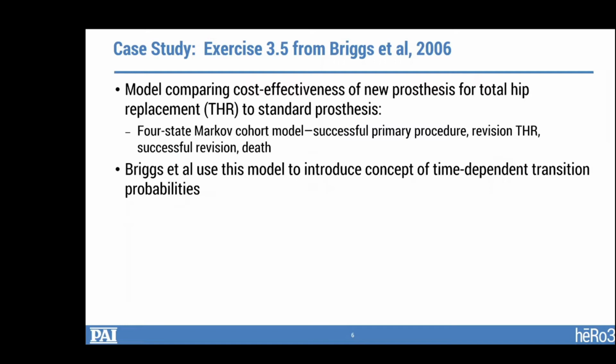It's a model that compares the cost effectiveness of a new prosthesis for total hip replacement to a standard prosthetic device. It's a four-state Markov cohort model, not terribly complex. The states being successful primary procedure, a revision total hip replacement, successful revision, and death. And this is the second model or exercise in their text, and it's the one that they use to introduce the concept of time-dependent transition probabilities. Next, please.